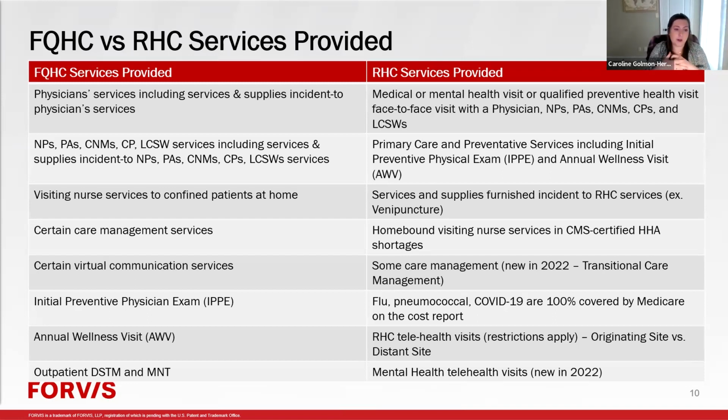Some other examples of things that are included in an FQHC and RHC: homebound visiting nurse services. If the nurses need to go to a patient that's confined at home, those would definitely qualify. Some care management services. New in 2022 for RHCs, transitional care management is offered. RHCs also have CCM, the chronic care management services, and any services and supplies furnished incident to. So again, fairly similar, but they each have their own differences.